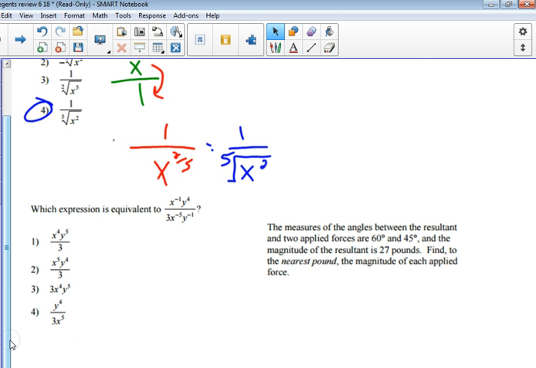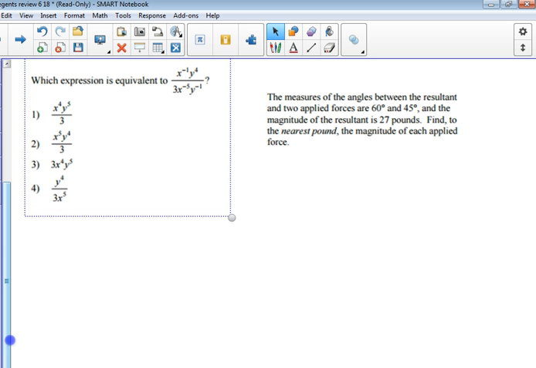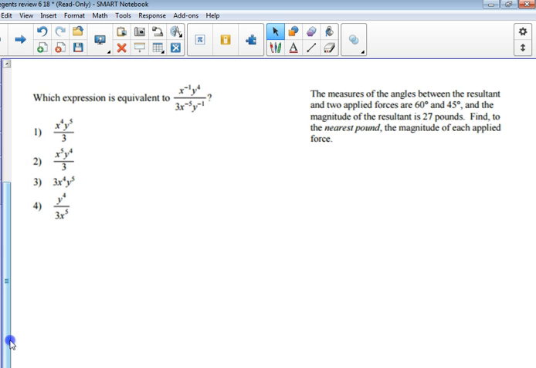I know somebody wants to do more stuff with exponents. Try out this one. See what you guys think.